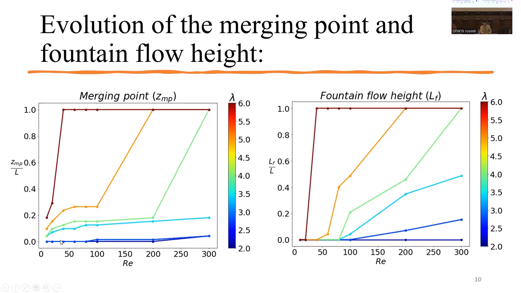However, for the lowest lambda, lambda equal to 2, we don't have any fountain flow because this value is 0 for all Reynolds numbers. And the mixing point is also 0, which means that the mix occurs directly after the exit of the injectors.